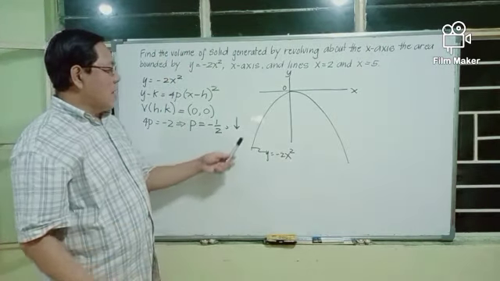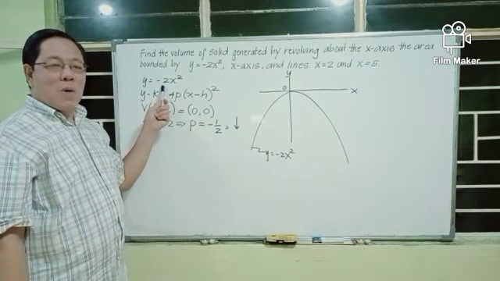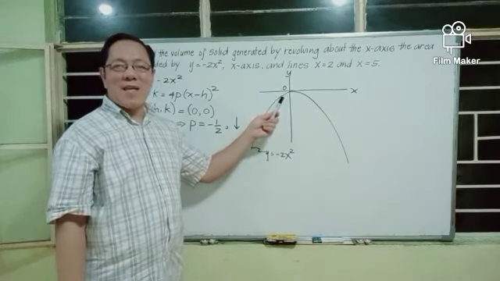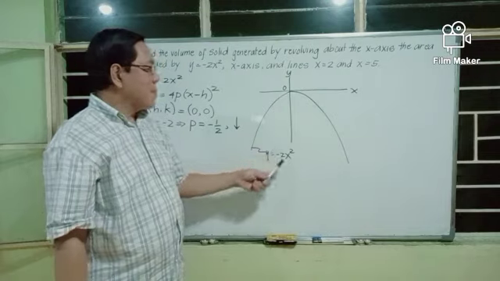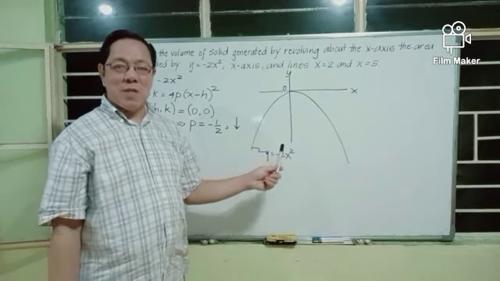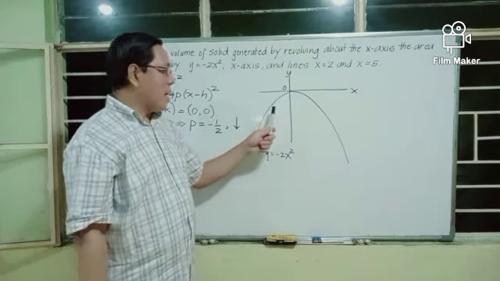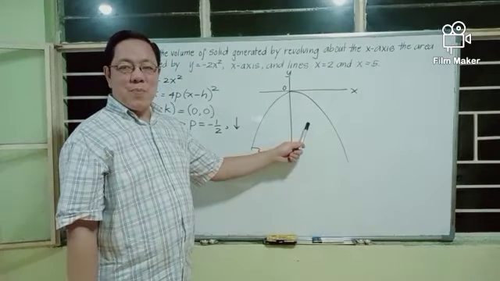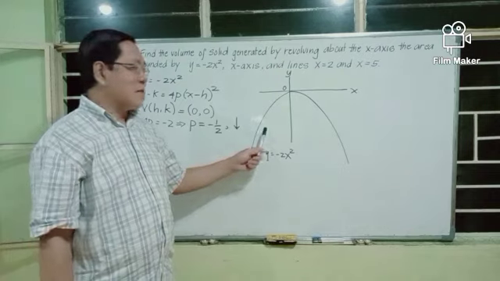And this is the graph of the equation y equals minus 2x squared. It's a parabola with vertex at the origin, and the parabola is open downward. And the y-axis is the axis of symmetry. It's the line through the vertex of the parabola that divides the parabola into two equal parts: this part to the right of the y-axis and this part to the left of the y-axis.